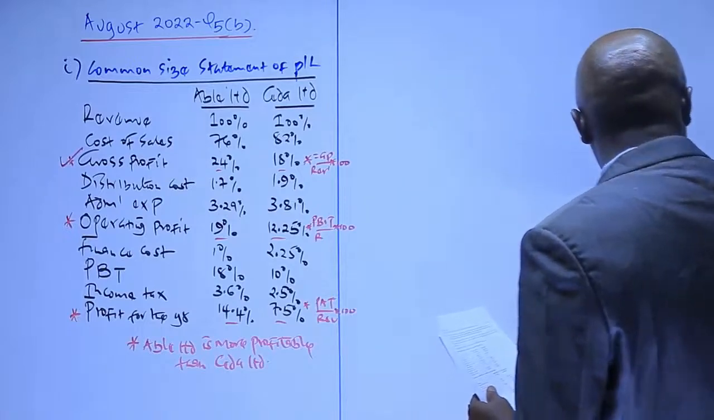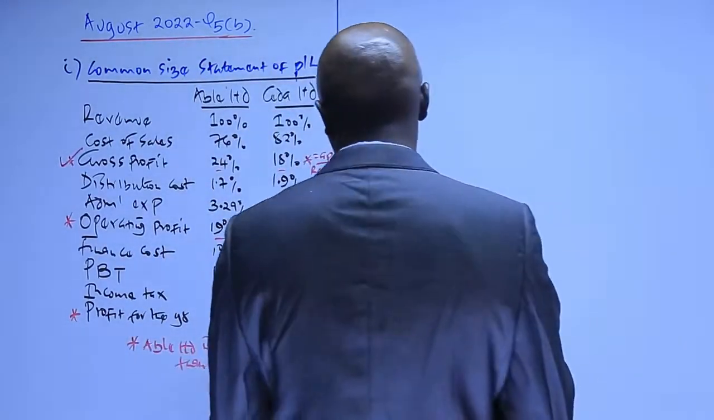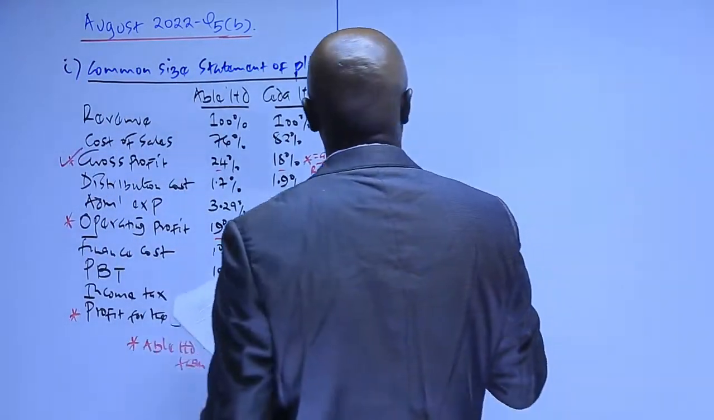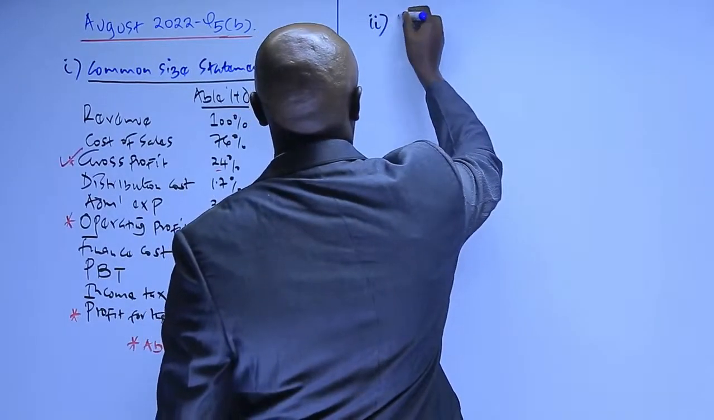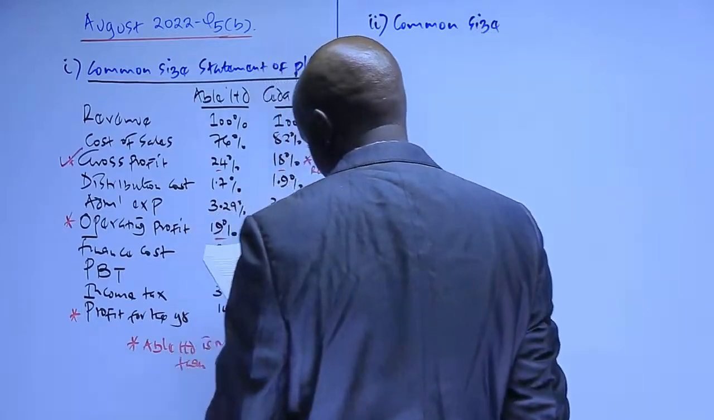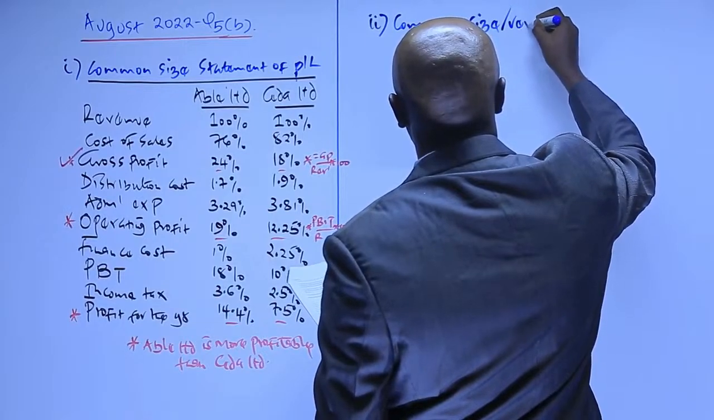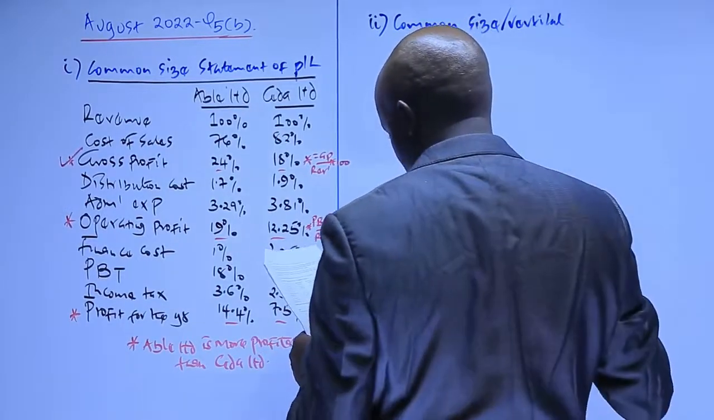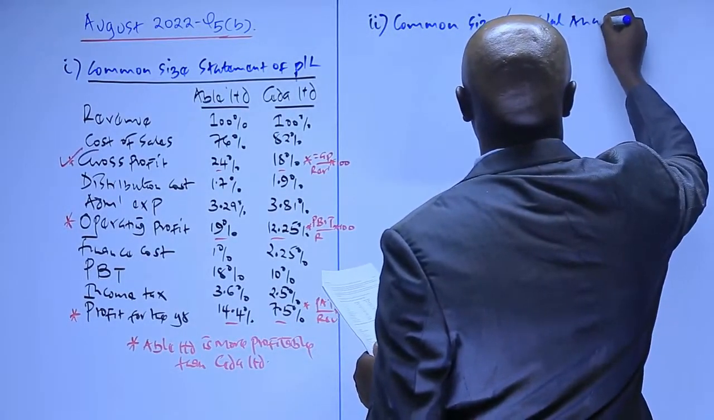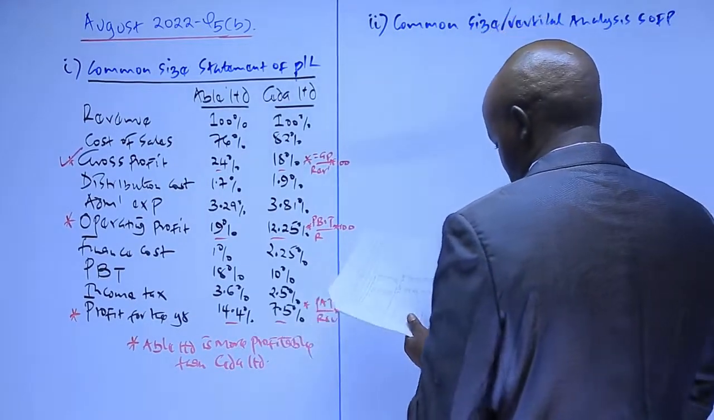And Roman 2, what the examiner was requiring is the common size statement of financial position. This one is basically prepared by expressing all items in the statement of financial position as a percentage of the total asset. Equally, you have to remember that the common size is also known as the vertical analysis statement of financial position.